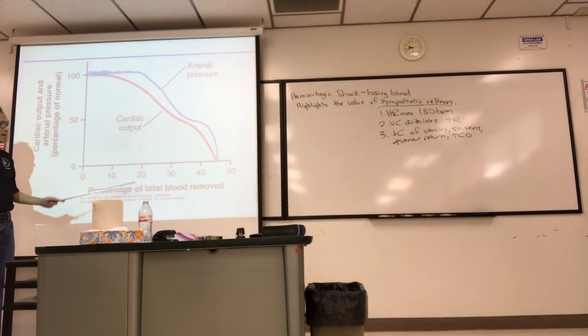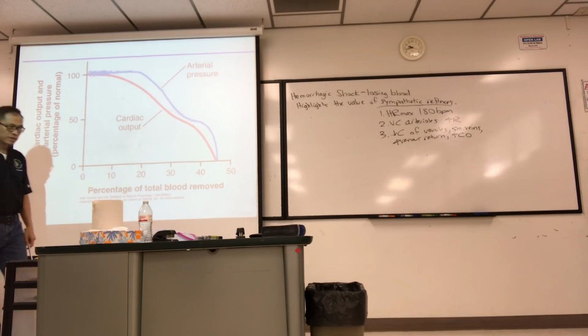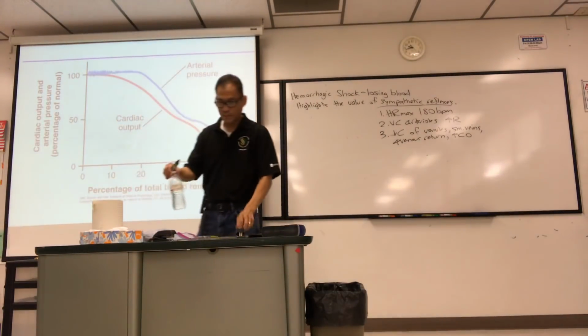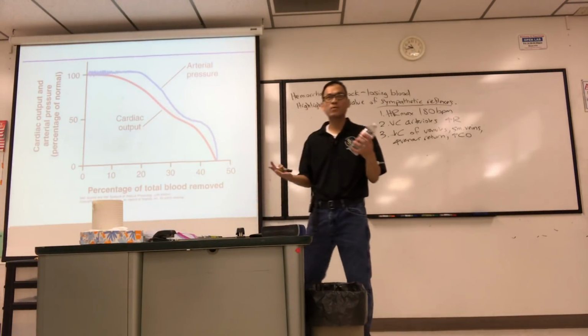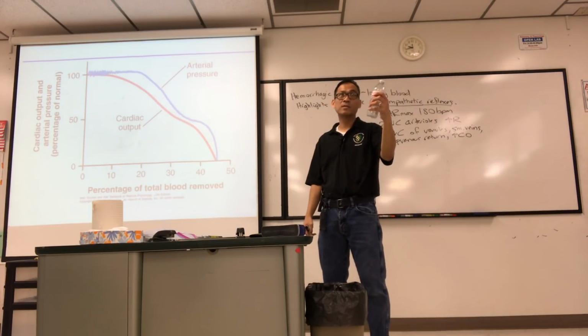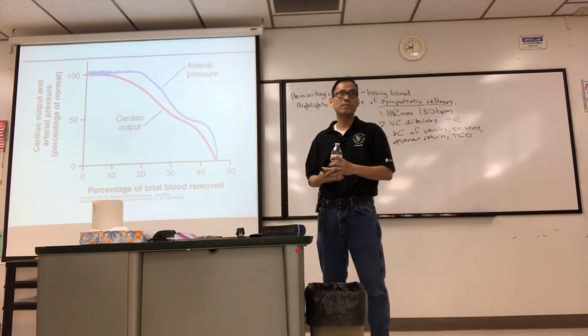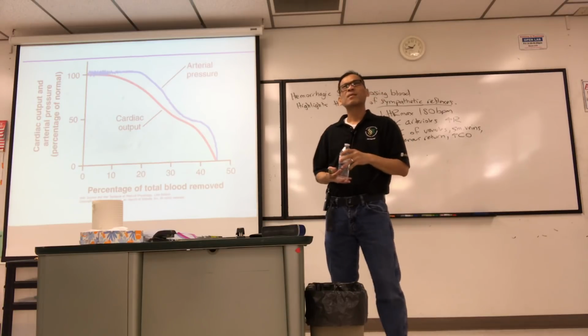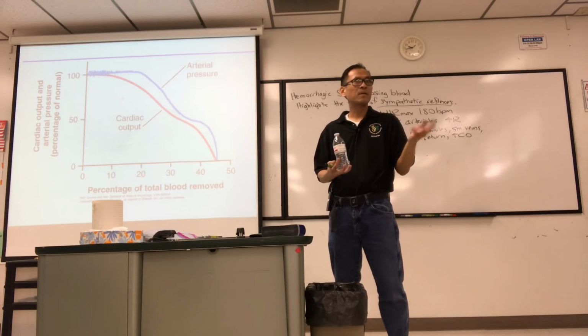So what's 20% of 5 liters? A liter. How much is a liter? 2 of these bottles. People always say, you've lost a lot of blood. I've always wondered, how much is a lot? Well, according to these data, 2 bottles of blood is a lot, because after that, your blood pressure starts to drop off. So when we donate our blood, how much blood do we donate? Any blood donors out there?